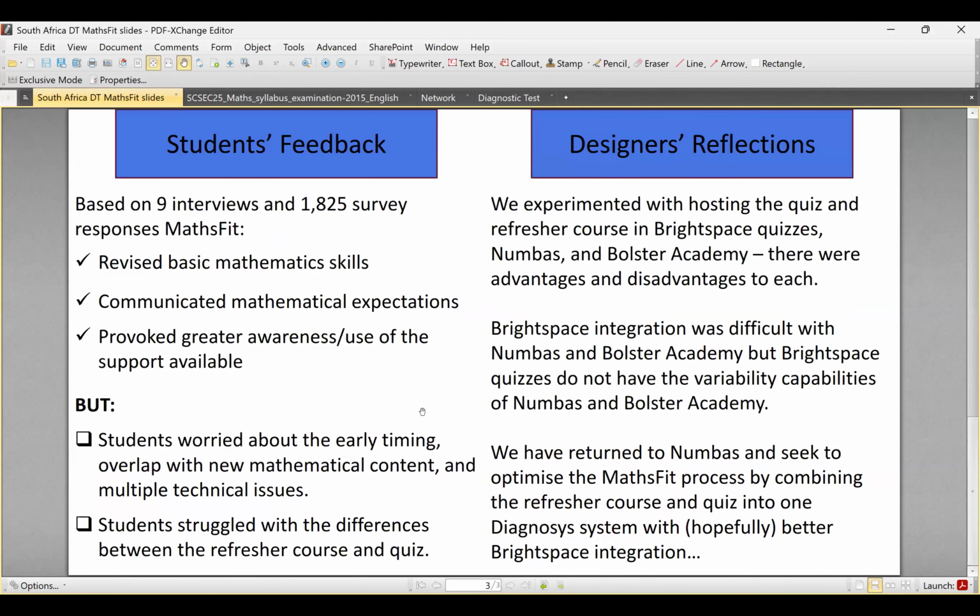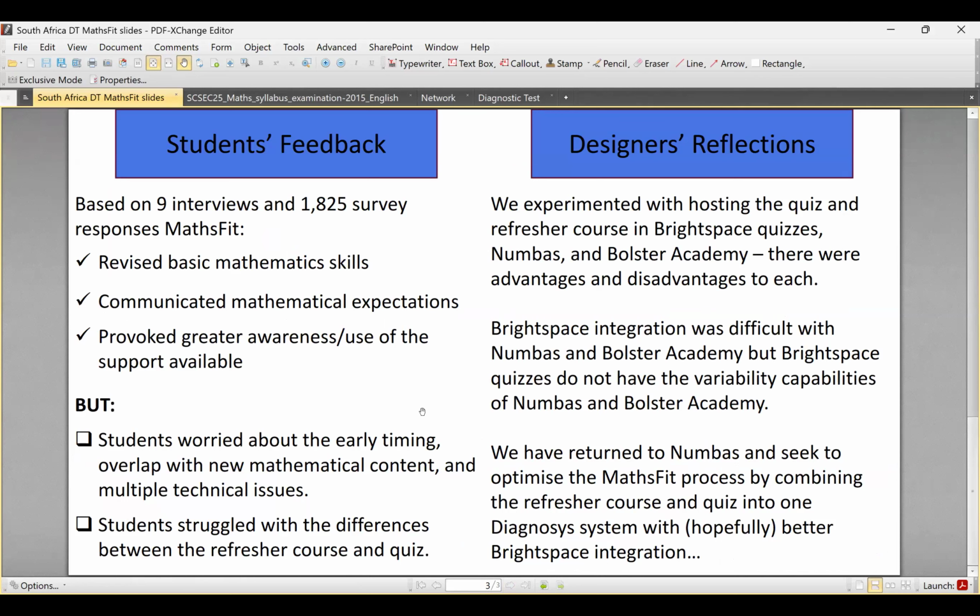So the last slide is the feedback. It was good. Students felt it was good for revision, and it let the students know what they were expected to know. It also introduced them to the Math Support Centre, so they know the help is there if they feel they need it.